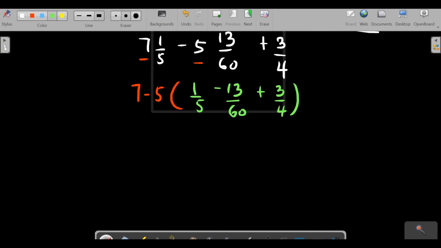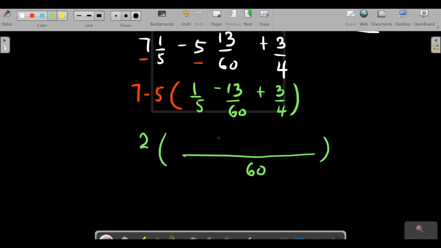So what's the next thing? What is 7 minus 5? That's 2. So go into our bracket. Now if you look at our bracket, what's the LCM of 5, 16, and 4? That would be 80. So you say that your LCM is 80.